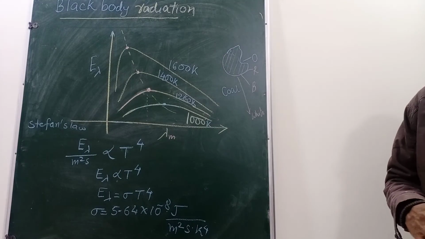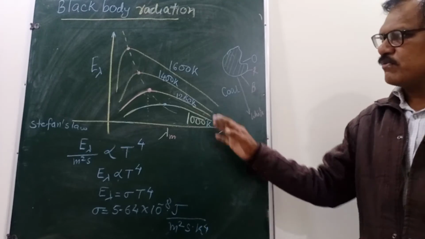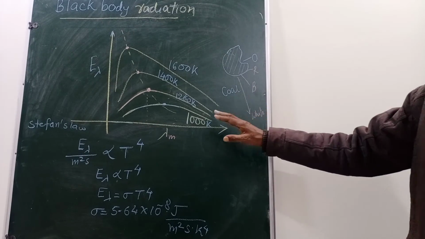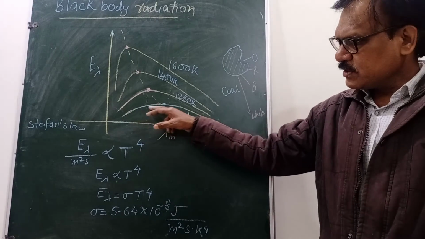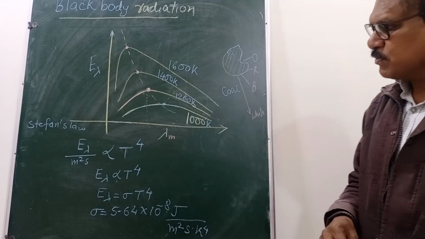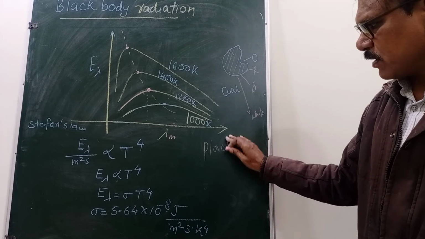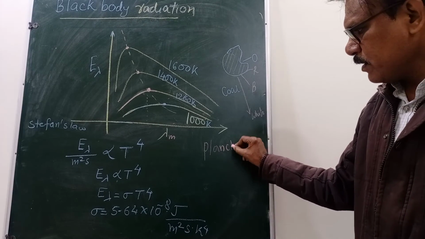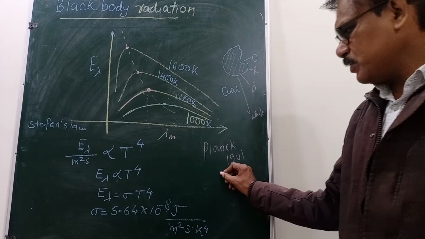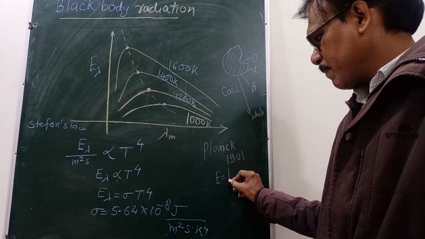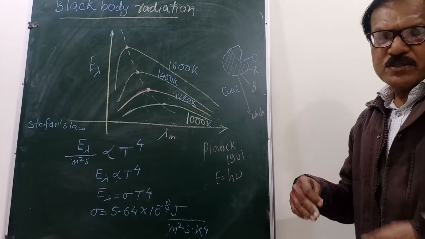Earlier, for all the substances which emit radiation, the curve between emitted energy and wavelength was this, and nobody could explain why it is increasing and then decreasing. It was Max Planck who, in 1901, gave a law that the energy emitted is E equal to h nu. This formula came that the energy which is emitted comes out in the form of photons.